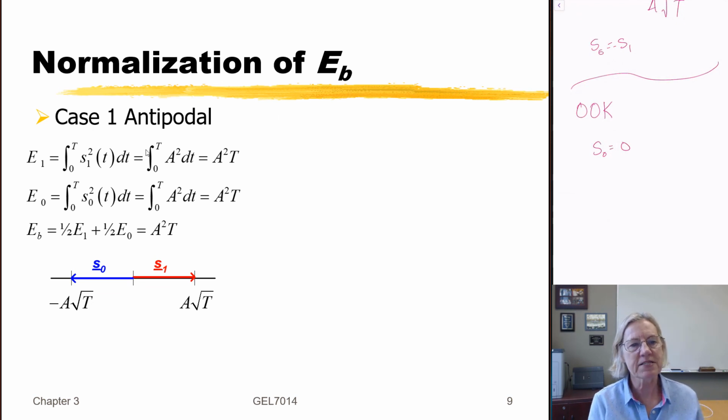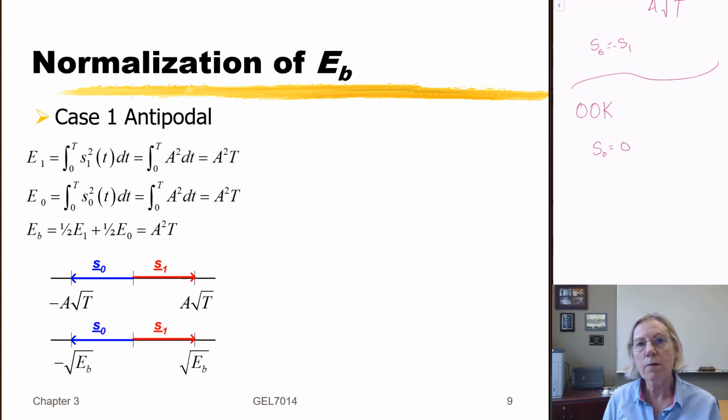And the first step is to calculate the average energy for each one of the bits. And of course, in this case, we knew that geometrically they were the same length, so of course they'll have the same energy, A squared T. And if I find the average energy per bit, 1/2 of each, well, of course I get the same thing. So A squared T is the average energy per bit in this antipodal case.